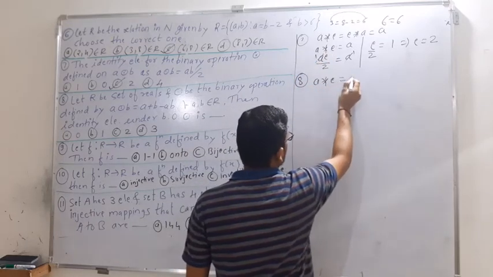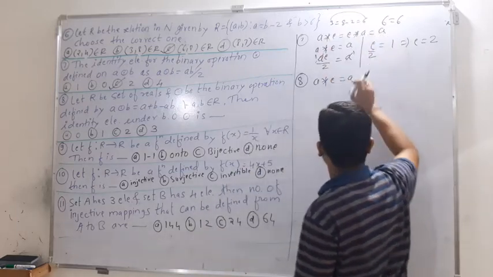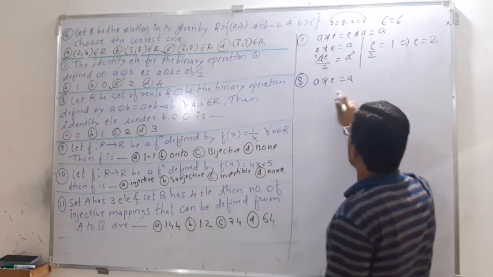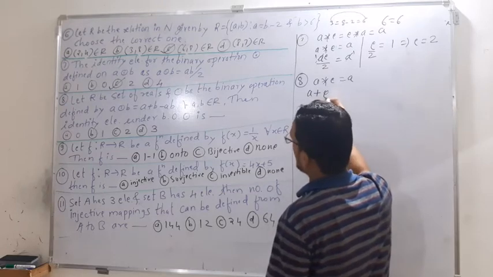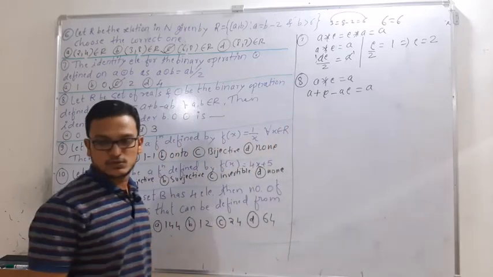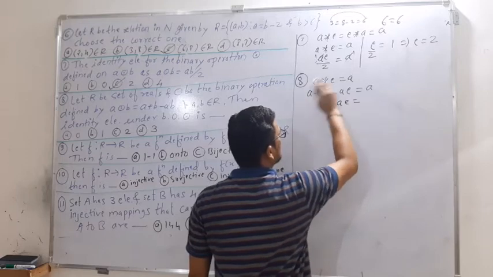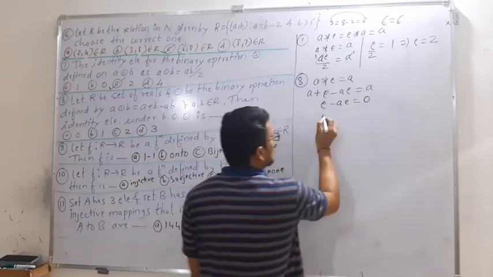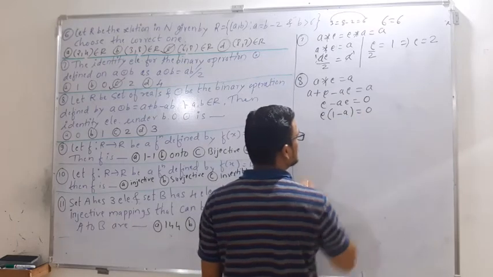A star E is equals to A. Same definition you have to use, but I have taken only the one part. Okay, then what is A star B? A plus B minus AB. Then what is A star E? A plus E minus AE, which is equals to A. Then here E minus AE is equals to, A transferred to this side becomes minus A, so it becomes 0. What is common among this? E will be common, left with 1 minus A is equals to 0.